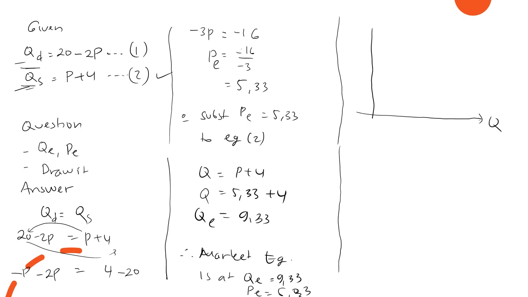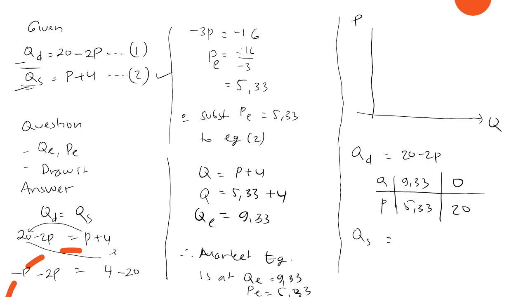Again, now, but you have to put the x-axis because we have promised before that Q is always at the x-axis, P is at the y-axis. So now for the QD, QD equal 20 minus 2P here. So that will be, now the QEPE is already at QD, then we use here 9.33, 5.33. The next is, just put 0, it's easy. 2 times P is 0, 20 minus 0 is 20.